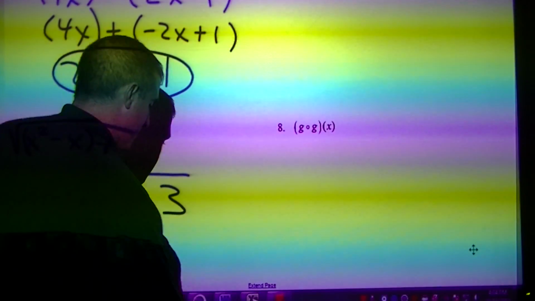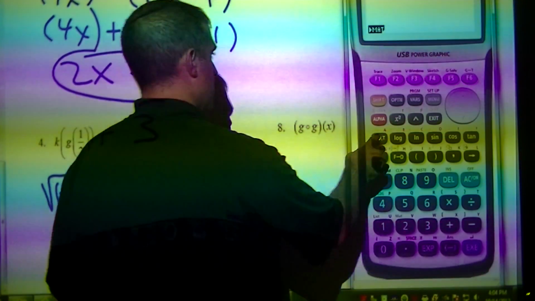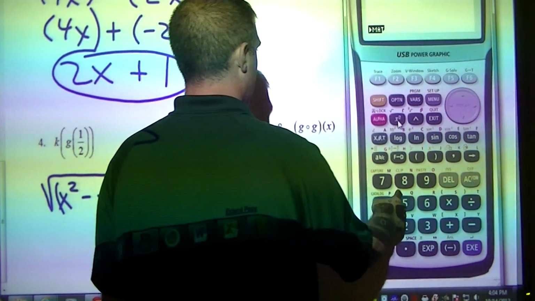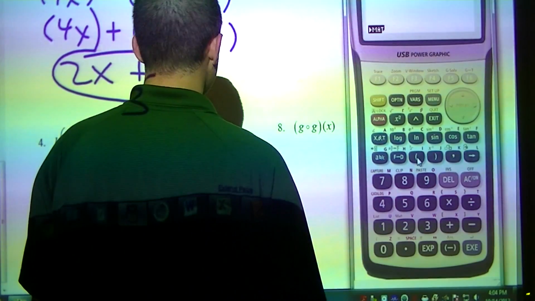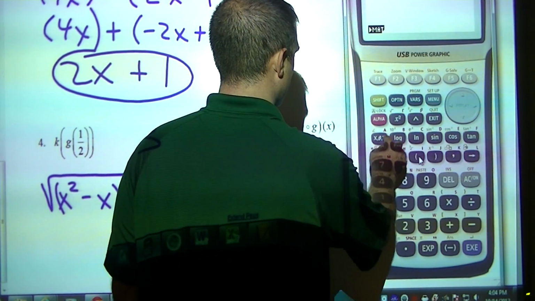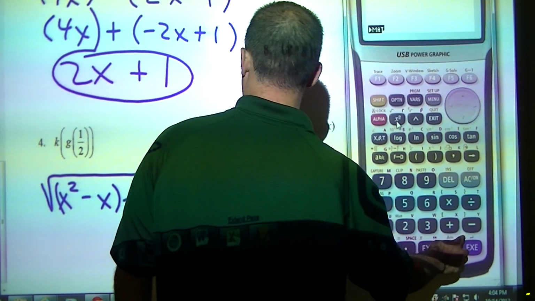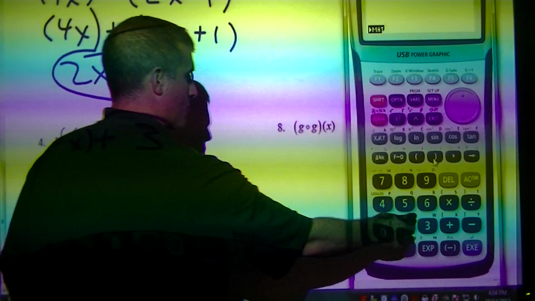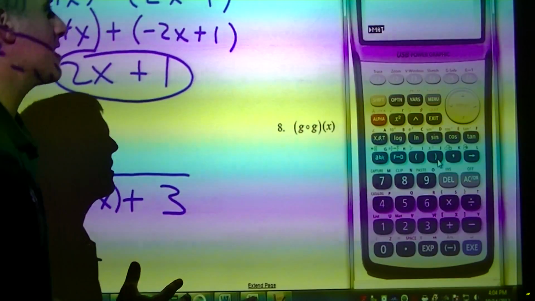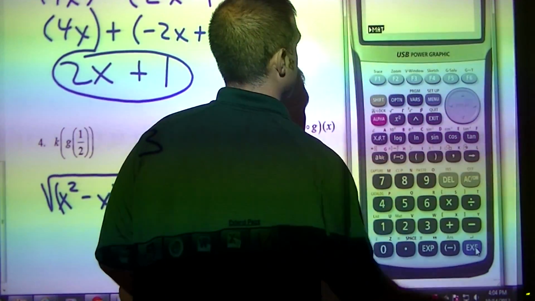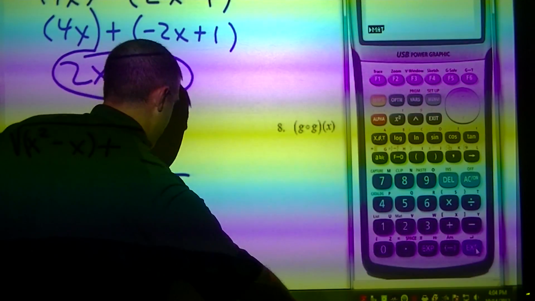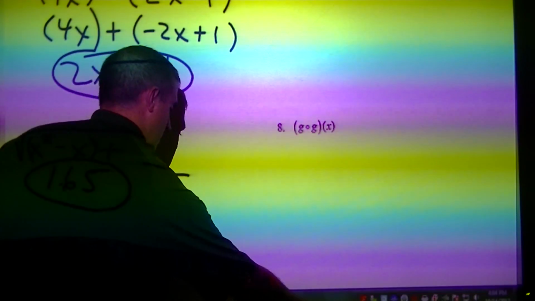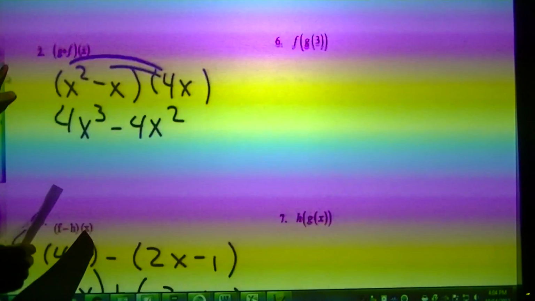Now you've got to be careful with your parentheses when you type this in. I'm doing the square root, and I'm going to put parentheses around x squared minus x. That's that first group, plus 3. I've got to close them, which keeps everything underneath the square root. And it gives me the answer of 1.65. And that's the answer to that problem. Very simple.